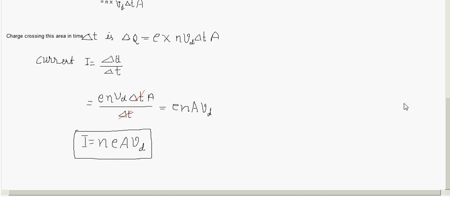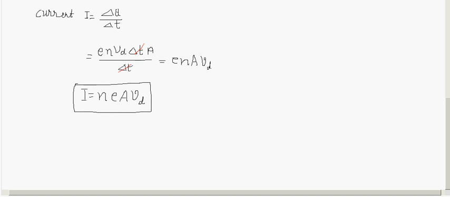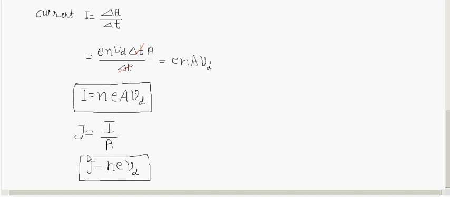The current density is given by, if you want to find out the current density, that also you can find out. J is I by A. From this equation, substitute the values, you will get n e Vd, because A and A will get cancelled. The current density and the drift velocity is given by J is n e Vd, where J is the current density. Remember, the current density is given by current by area, n e Vd.